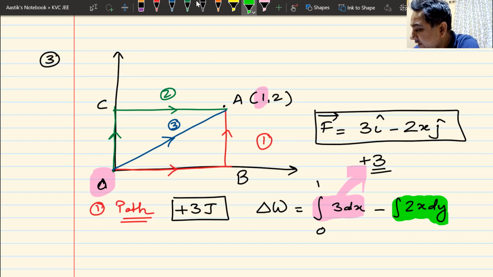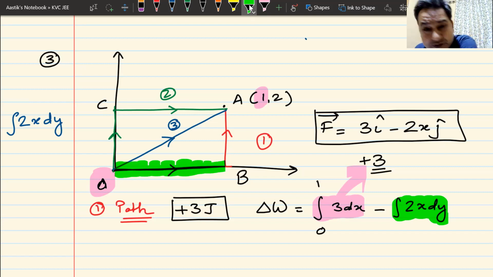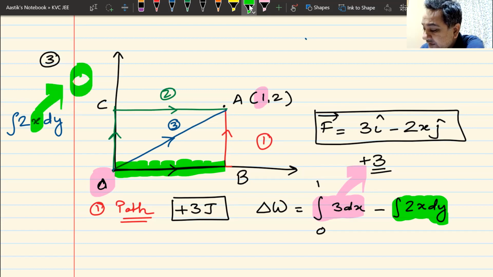So I now need to calculate the integral of 2x dy. So I'll have to do it from the path O to B. Let us first think about the path from O to B. From the path O to B, look at the value of x. What is the value of x? 0. Yes, since the value of x is 0, the value of this integral is 0 for the green path. Forget about it. Now, but one more thing remains. Now I have to go from B to A.